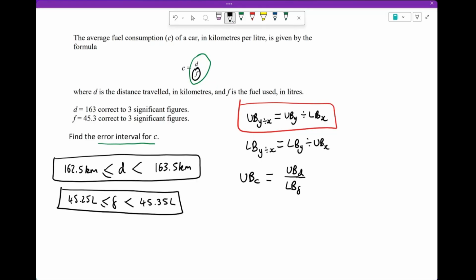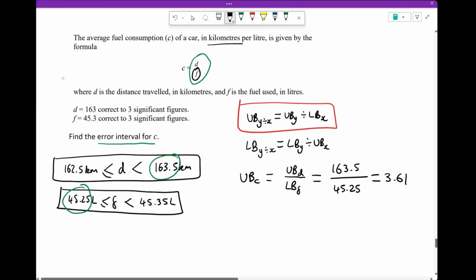So I'm going to write an F here. So now let's decide exactly which values we're going to use here. So we need the upper bound of D. So that's going to be the 163.5. And then we need the lower bound of F. So that's going to be the 45.25. And then we have to put that calculation into our calculator. And that gives me 3.61. And the unit in the question is kilometers per litre, given that the distance is in kilometers and the fuel is in litres. So I'd write kilometers and then per litre like that.